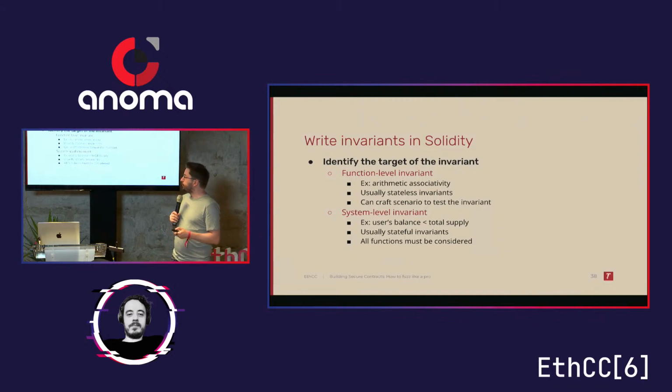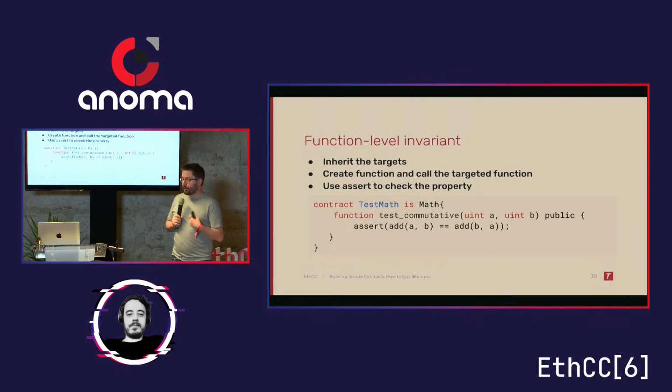It's usually better to start with function-level invariants just to get a better sense of where you are at and what you are trying to define. Function-level invariants might take a bit more time to get right. For function-level invariants, a simple technique is just to inherit the contract, create a function that calls what you are trying to call, and use assertions. We are going to see in a couple of slides a different mode of Echidna. The first one that you used was to create a properties function, but we also support assertions within the code.